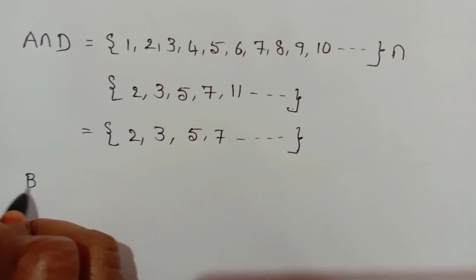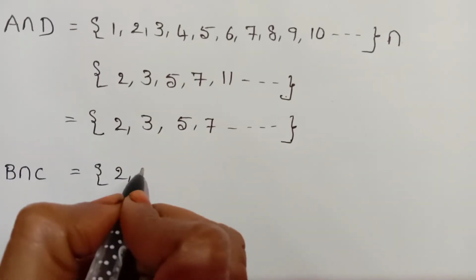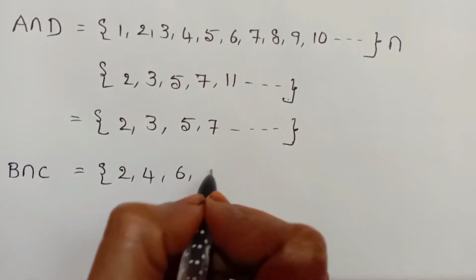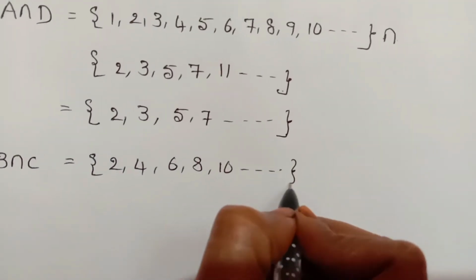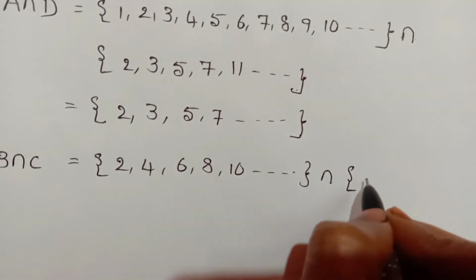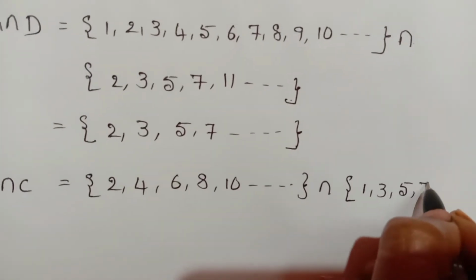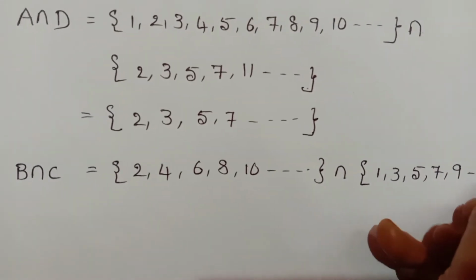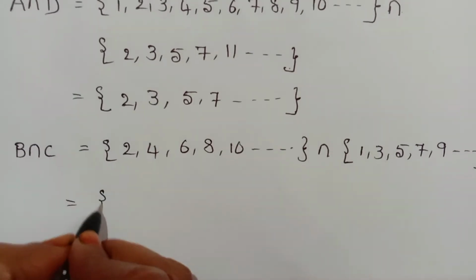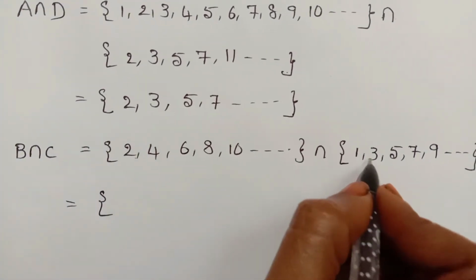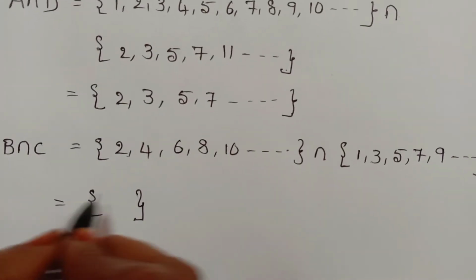B intersection C. B is 2, 4, 6, 8, 10. C is 1, 3, 5, 7, 9. There is no common element, so it is equal to the null set.